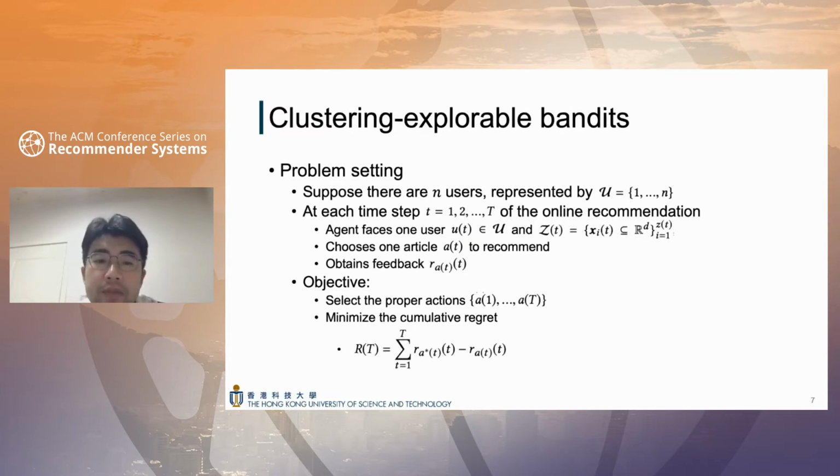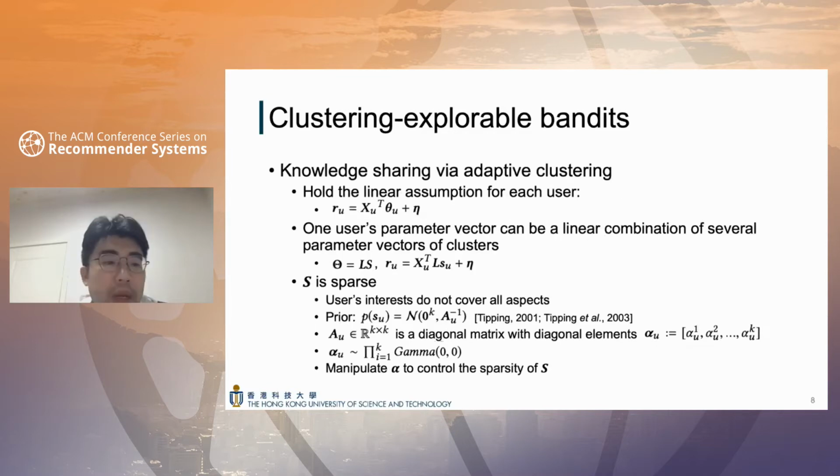And the objective is to select proper actions from A1 to AT, and to minimize the cumulative regrets, RT. Our methods can be explained in two parts. The first part is knowledge sharing with adaptive clustering. We hold the linear assumption of each user.